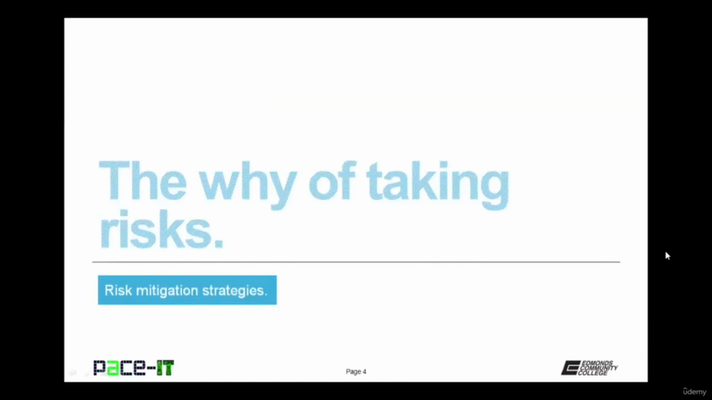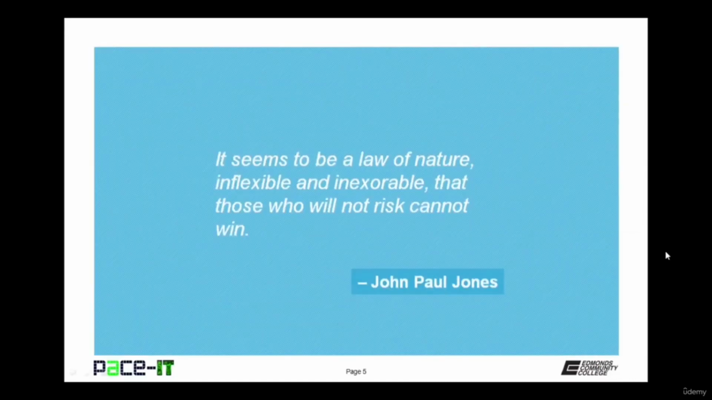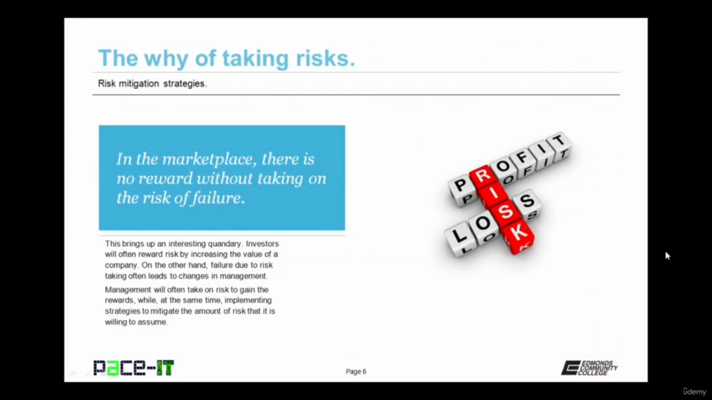Of course, I'm going to begin with the why of taking risks. It seems to be a law of nature, inflexible and inexorable, that those who will not risk cannot win. And that's by John Paul Jones. And it neatly sums up the why of risk taking. In the marketplace, there is no reward without taking on the risk of failure.